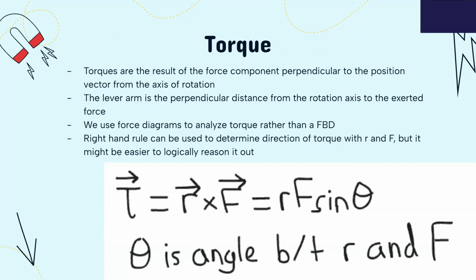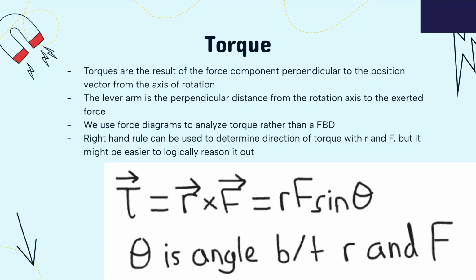Now going to torque. So torque is the result of the force component perpendicular to the position vector from the axis of rotation. The lever arm is the perpendicular distance from the rotation axis to the exerted force. And we will use force diagrams to analyze torque rather than a free body diagram. And we often use the right-hand rule to determine the direction of torque.